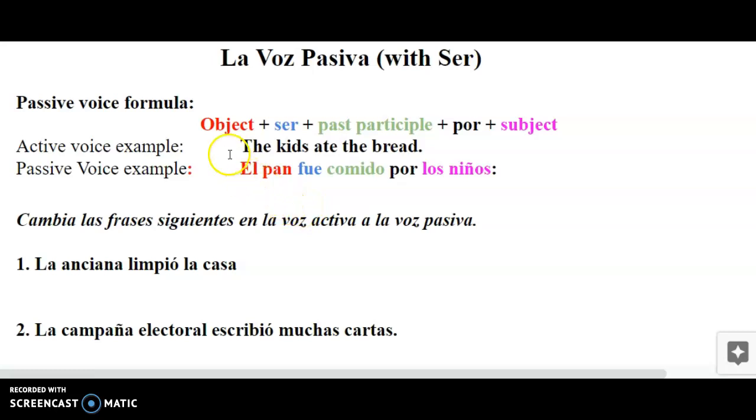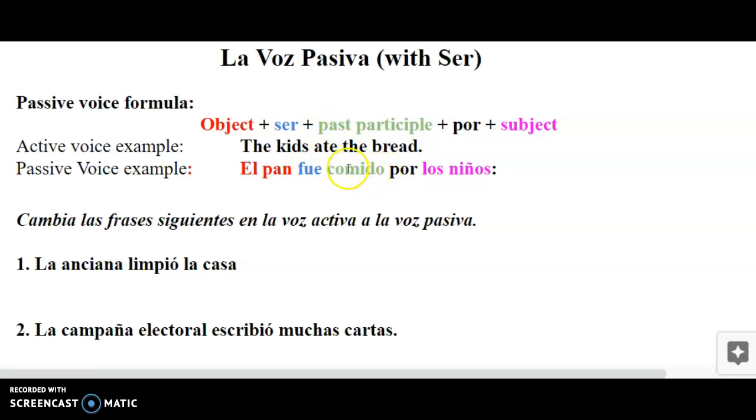I've given you an example and a formula here that illustrates how we put it together in Spanish. So in the example it says, el pan fue comido por los niños. So let's look, what's the formula here? We use the object. Okay, that's the thing receiving the action. In this case, the bread. And then we use ser. That's the next word that's going to pop up in the sentence. And then the past participle. Well, ser in this case would be fue, and the past participle here would be comido.